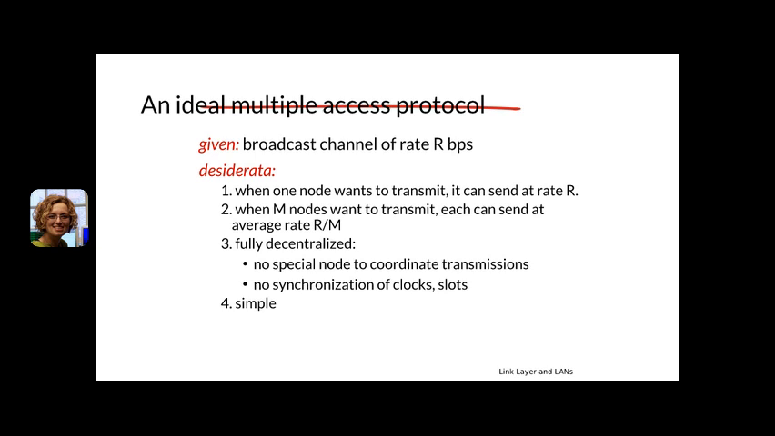no collisions, and the average rate of the channel for each node, if there are m nodes and the total rate of the channel is r, should be r divided by m. That means that you arbitrate perfectly. And then the multiple access protocol should be fully decentralized and simple. You don't want to have a central bottleneck telling you who is allowed to transmit next and use your channel, whether that's the air or a cable. And you do not want to have synchronization, and definitely you want to keep this simple.